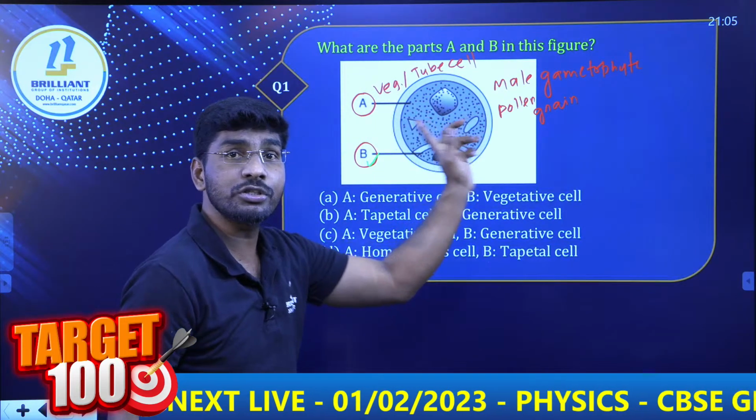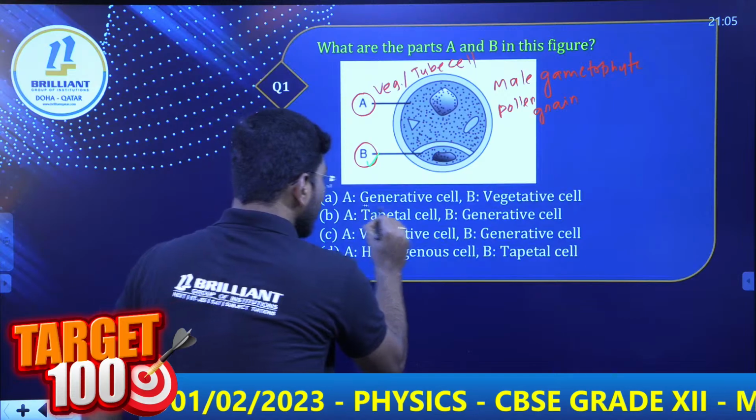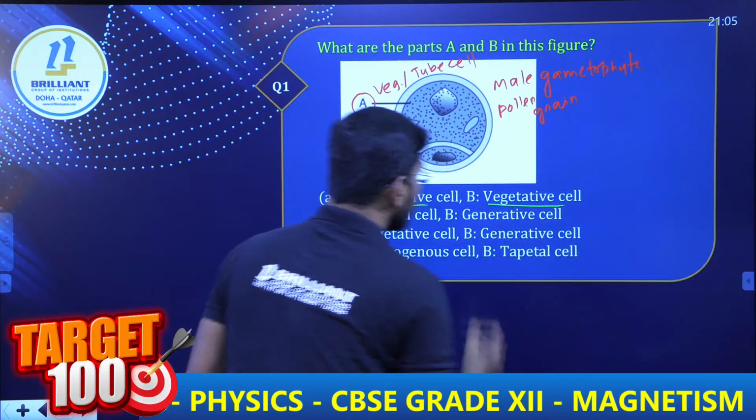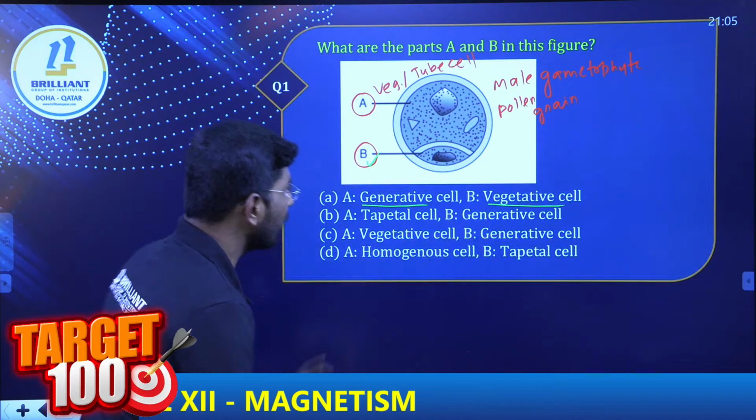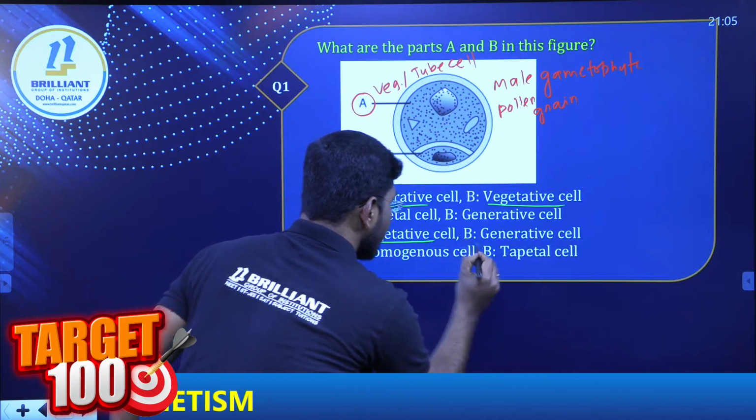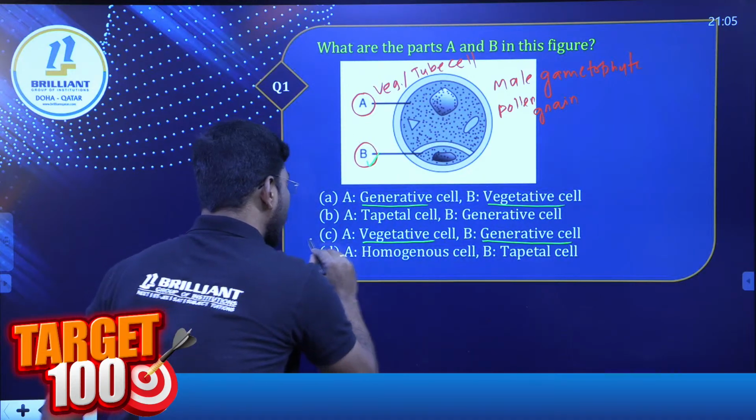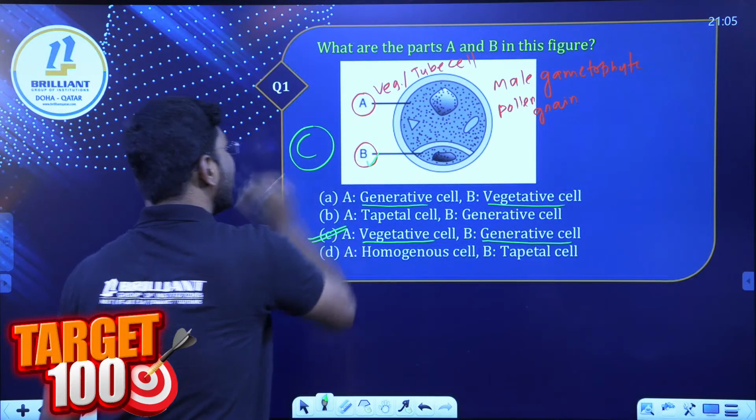So the right option is the one where A is the vegetative cell and the second one is the generative cell. First one vegetative and second one generative, so option C is our option.